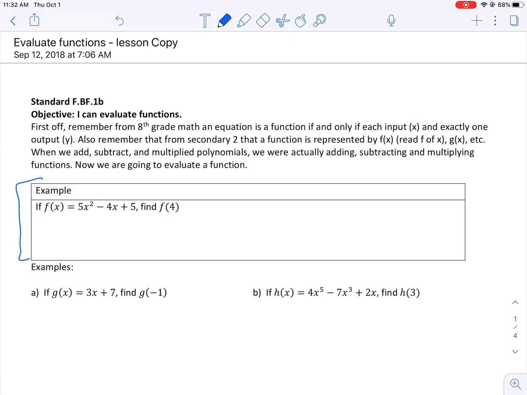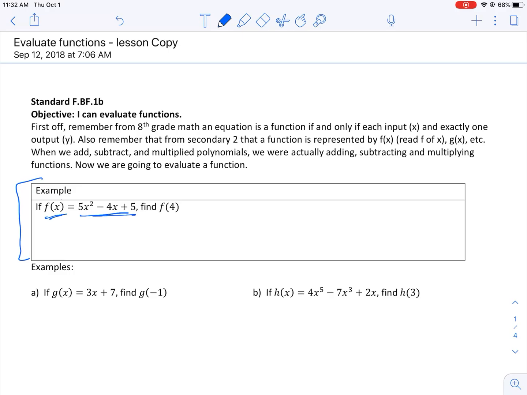All right, ladies and gentlemen, time for a quick lesson on how to evaluate functions. You've done this before, and so we're just reviewing it. It should be pretty quick, pretty easy for you. This thing is called a function. This is named the function f, and the parenthesis x means of x. So this is f of x.